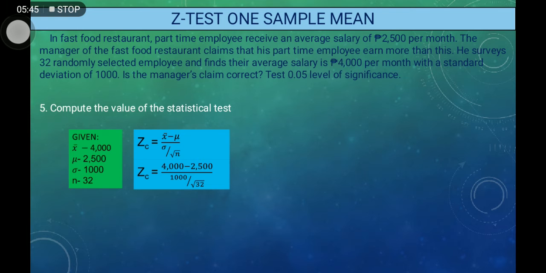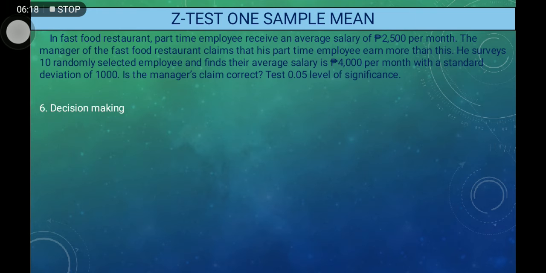So, 4,000 minus 2,500 equals 1,500. 1,000 divided by square root of 32 equals 176.7766953. So, 1,500 divided by 176.7766953, our Z-com equals 8.49.